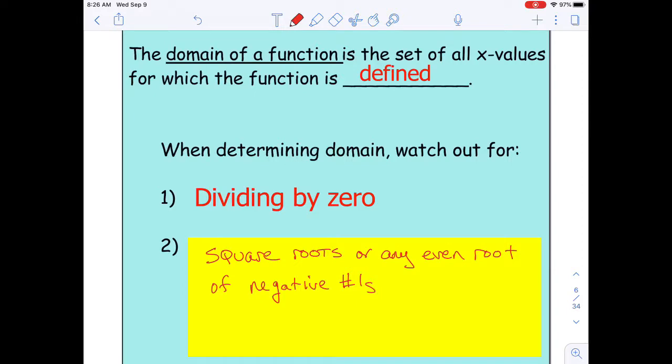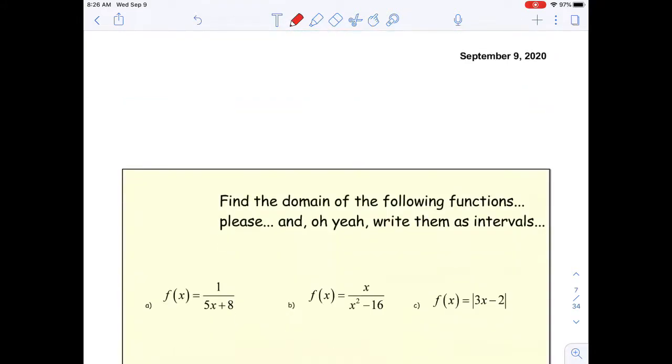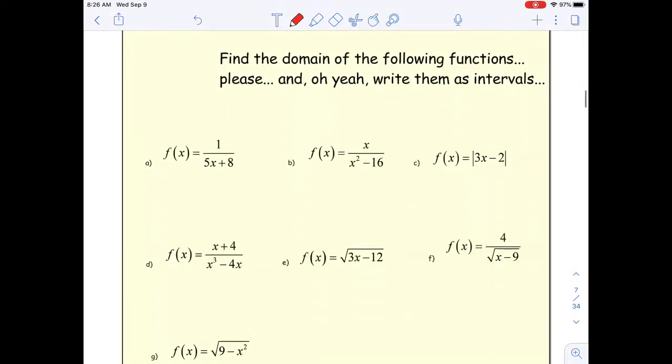So those are the two things that we have to look out for. In this set of problems, we're looking to find the domain of these functions, and then we're going to write that domain in interval notation. Again, there's only two things to look for that we just described. We can't divide by 0. That won't work. And you can't take the square root of a negative number. That's what we're going to look out for: dividing by 0 and square roots of negative numbers.